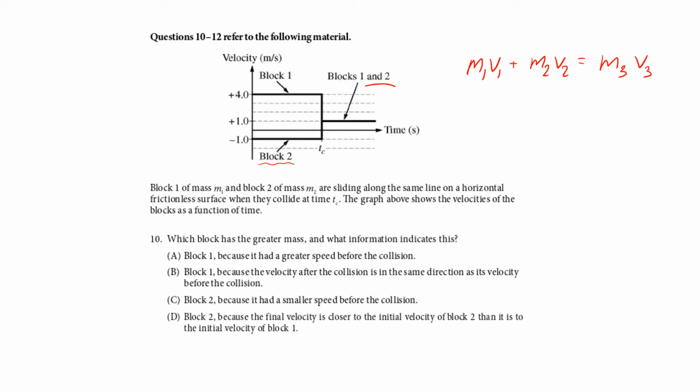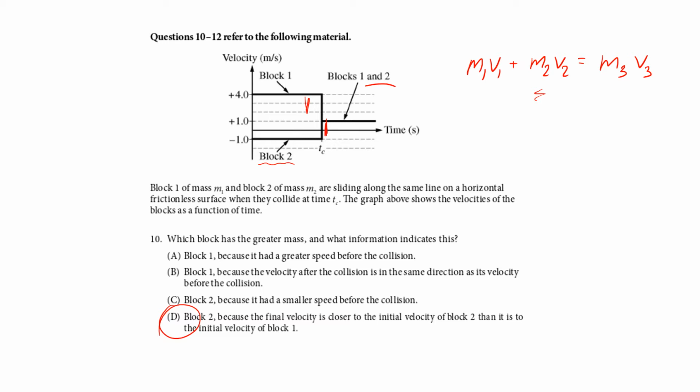Now, block 2 changed less than block 1 did. Since block 2 changed less, that means it's going to have a bigger mass, because it's going to change momentum less. So the final velocity is closer to the initial velocity of block 2 than it is for block 1. And that's it.